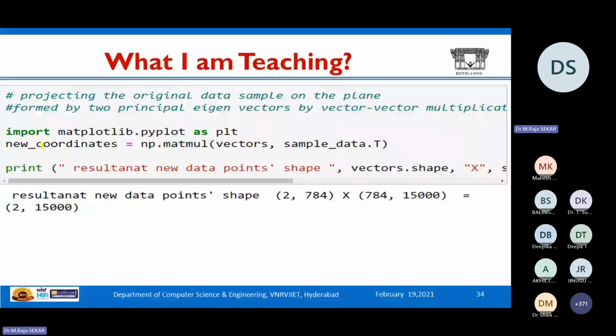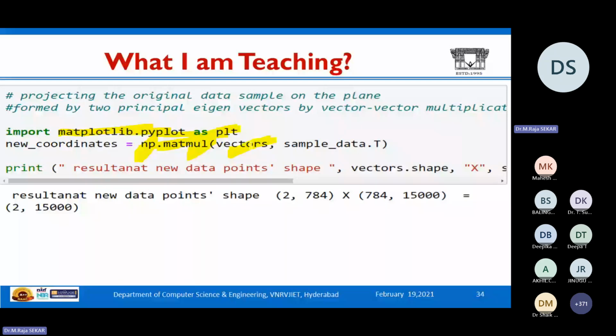I would like to import matplotlib.pyplot as plt. Many of you might have seen this matplotlib data visualization package. There is another one, Seaborn, in Python. Import NumPy as np. np is the alias for NumPy. Matmul means matrix multiplication. What is the vectors?